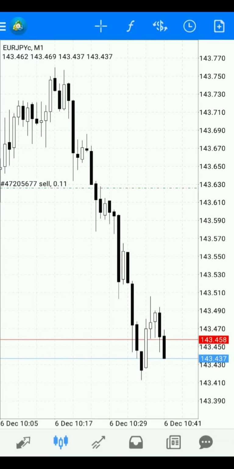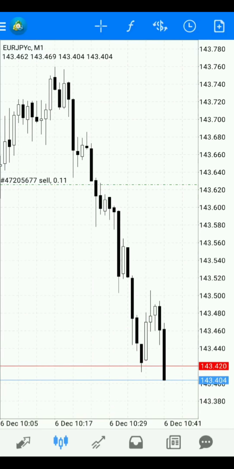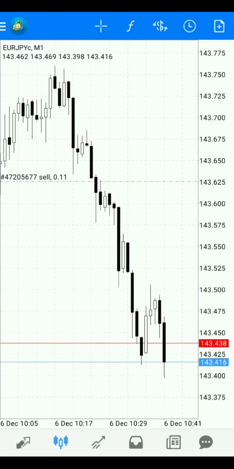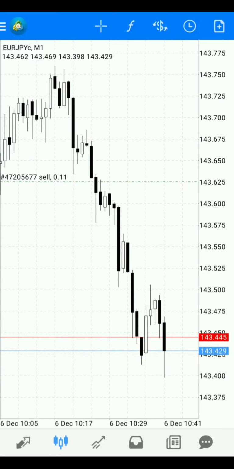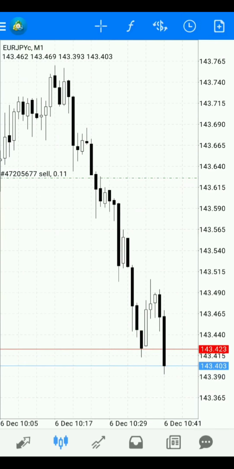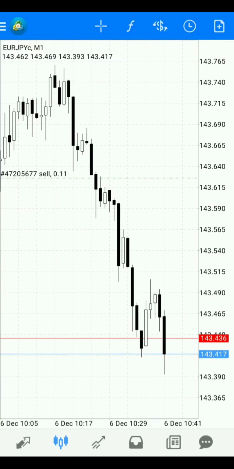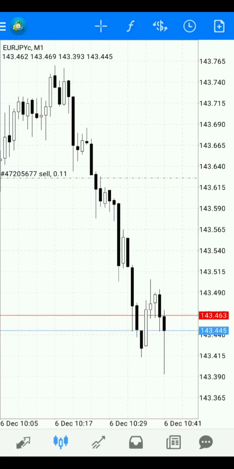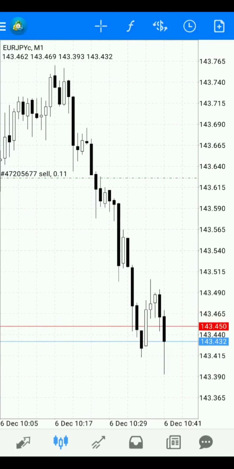I want to see a structure get broken within the range before price sweeps it. Let's say price breaks the structure right around here. Now this is a valid market structure for me, because this structure was created before a liquidity sweep, and I'm going to explain it to you more properly when I show you the examples.